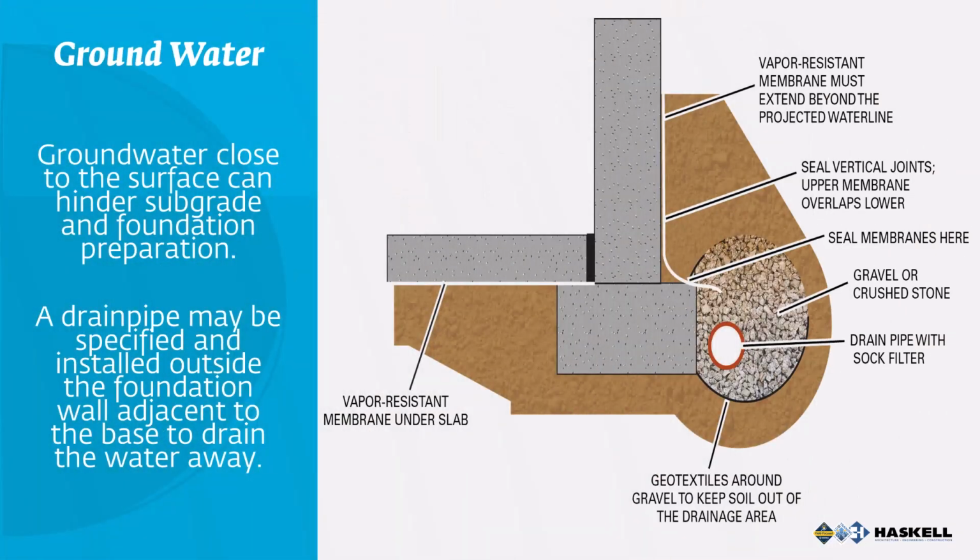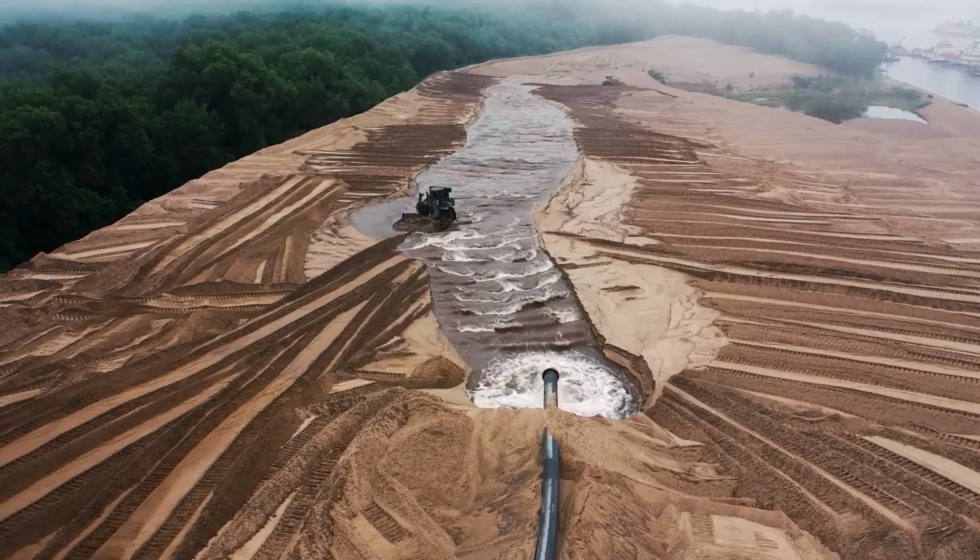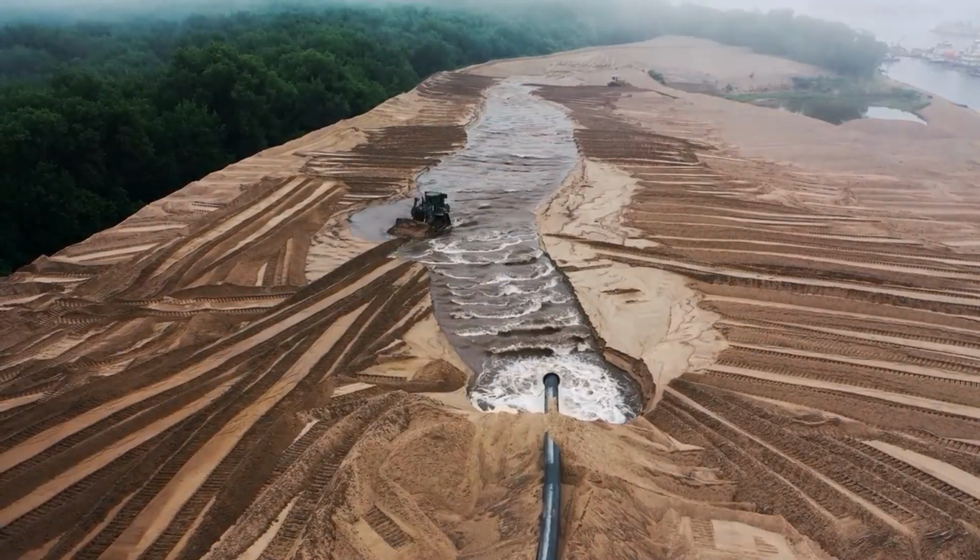When constructing below the natural grade, the influence of groundwater must be considered. Its level can vary and change with seasons. Groundwater close to the surface can hinder subgrade and foundation preparation, necessitating dewatering to create dry conditions for construction. Dewatering methods include gravity drainage, pumping, or lowering the water table using well points and pumps.